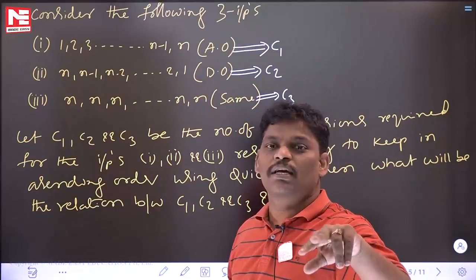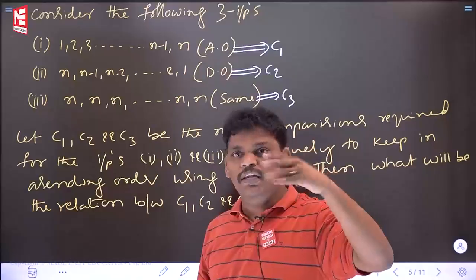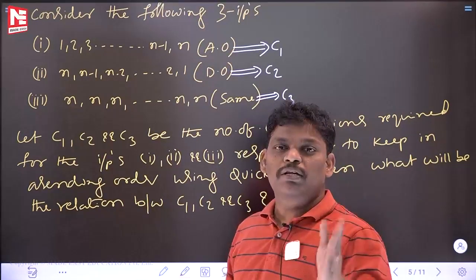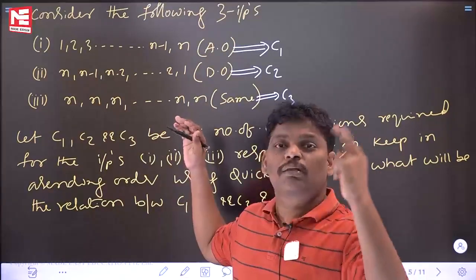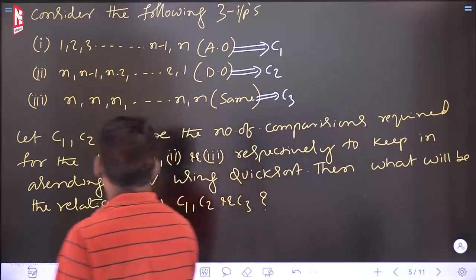indirectly or directly, is asking about the partition algorithm only. Not quicksort, the partition algorithm. Partition algorithm is the one which will decide the story. Please be careful. If you know the partition algorithm, you can answer this also. How? Let me check. Let's start the answer for this problem.